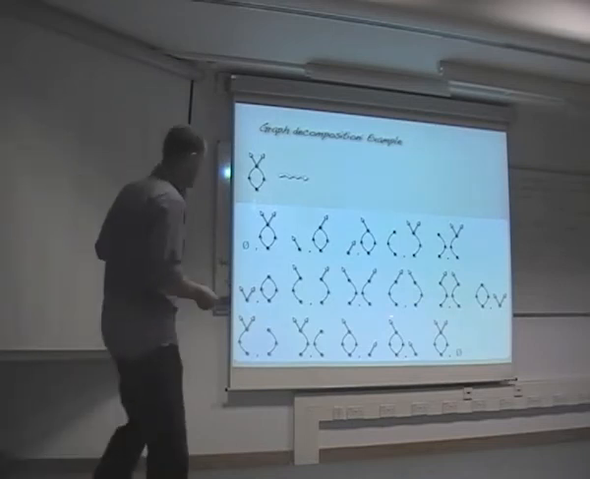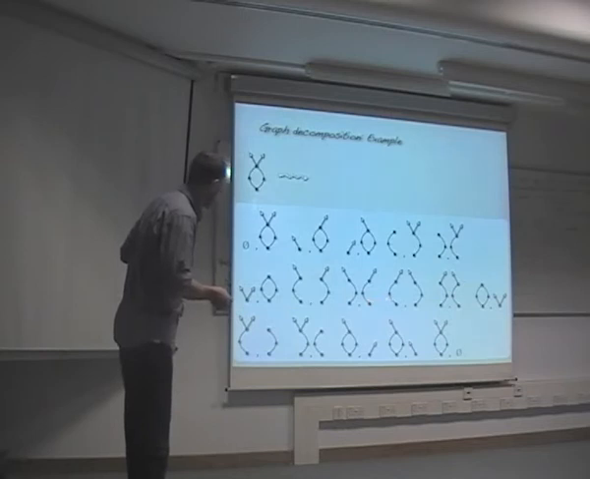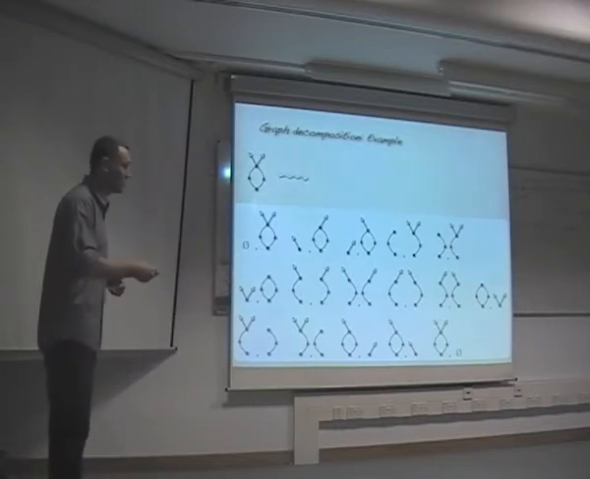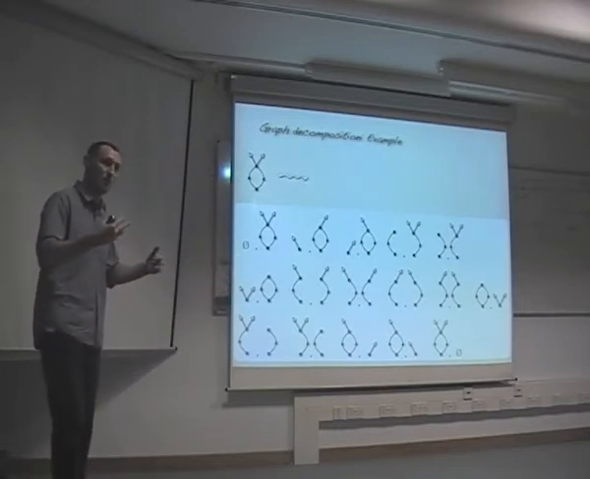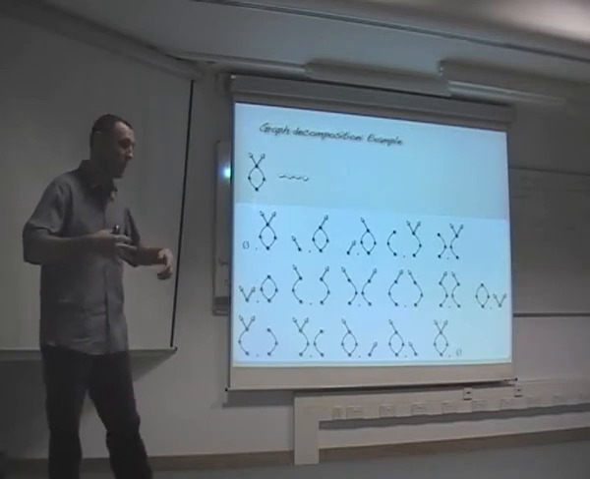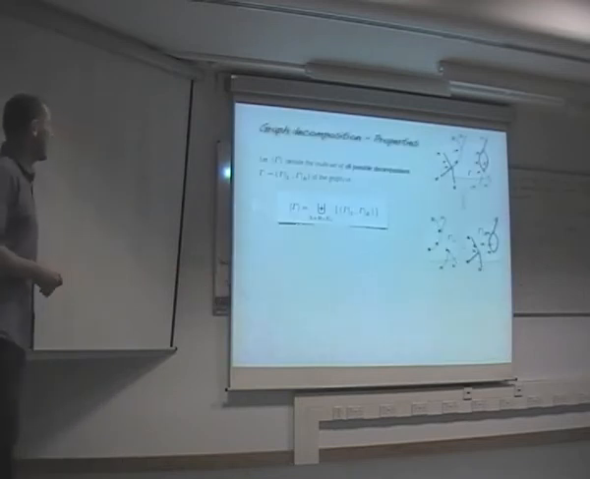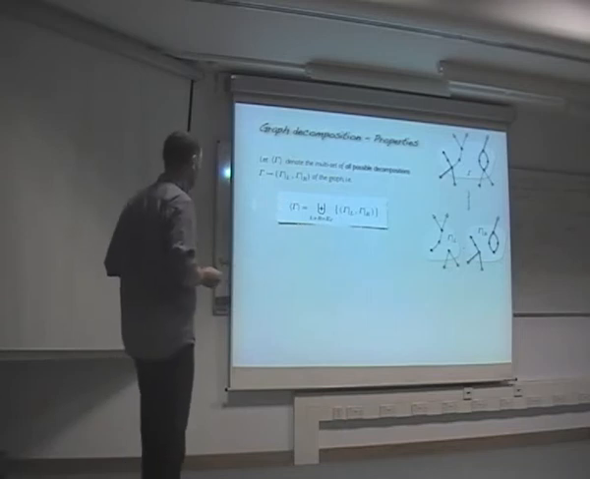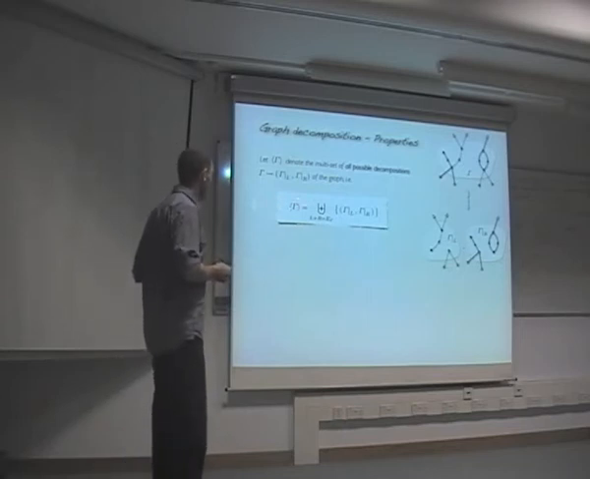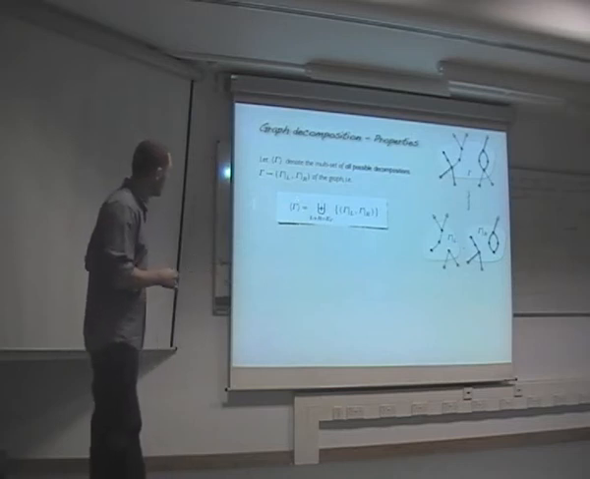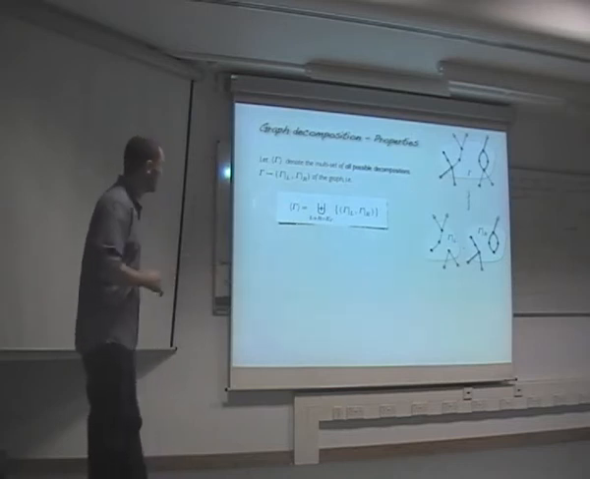Of course, some of these beasts here, for example this one and this one, are exactly the same. So I will need to consider multisets, not sets. I will need to allow for copies of the graph in a set. And this is what I'm going to do. So given a graph, let me denote the multiset of all possible decompositions of a graph by this angled bracket. Okay, so this is the definition.